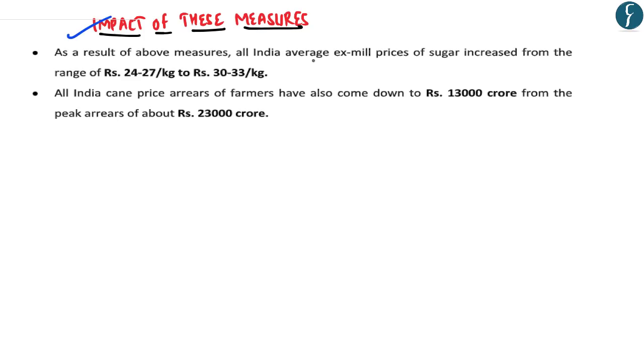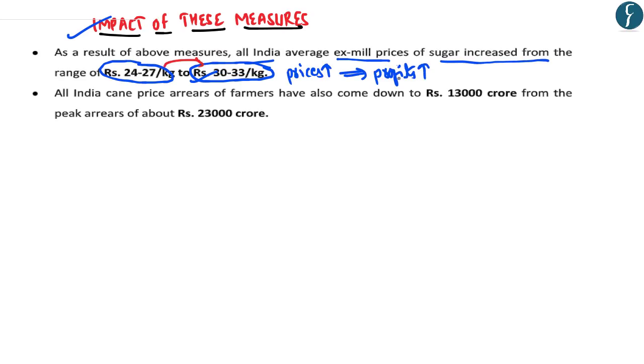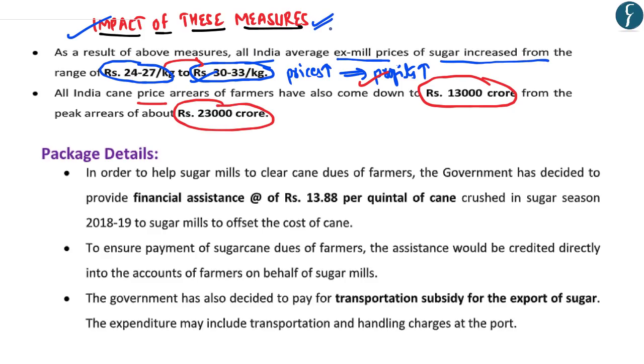Now, because of the measures which we have discussed, all India average ex-mill prices of sugar have increased from rupees 24 to 27 per kg to rupees 30 to 33 per kg. Further, this increase in the sugar prices has led to an increase in the profits of the sugarcane industries, because of which the cane price arrears of the farmers have now come down to rupees 13,000 crore from the earlier 23,000 crores. However, in spite of these measures taken by the government in the past, the sugarcane industries are still required to pay almost around 13,000 crore to the sugarcane farmers. So, the new package which has been announced by the government intends to reduce this particular arrears which the sugar industries have to pay to the farmers.